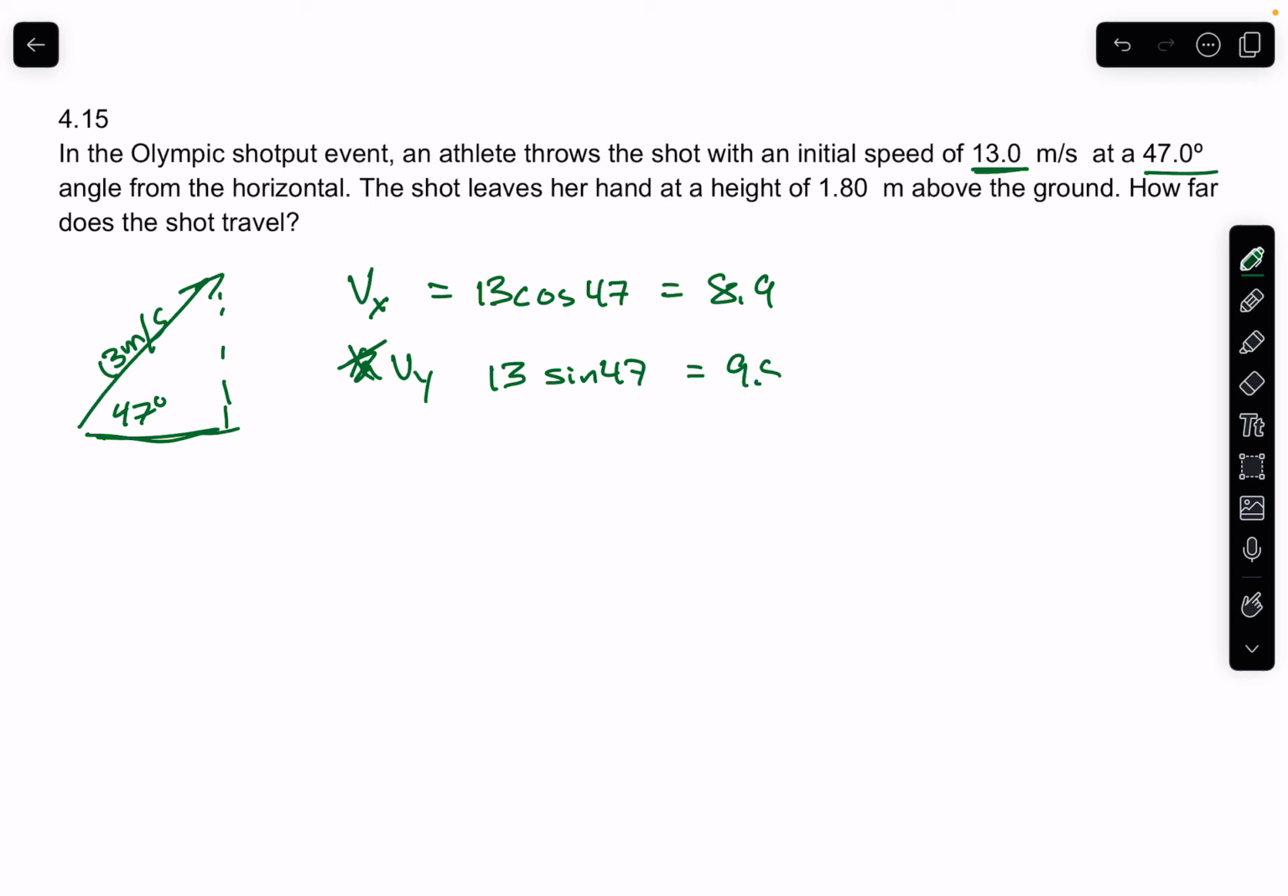And I get 9.5, which makes sense if you think about it, because it's 47, it's close to 45. These numbers should be pretty close. They are, so we're good.